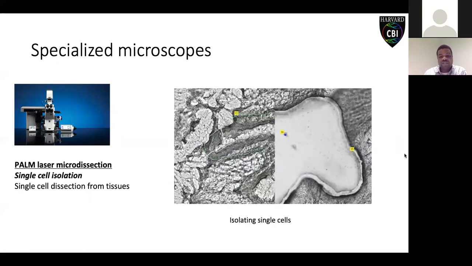And here is an example of how it works. You can map the area you are interested in, you define that, and then the system can cut that segment uniquely for you to use for subsequent processing or subsequent experimentation.